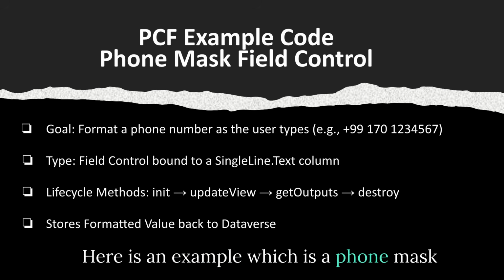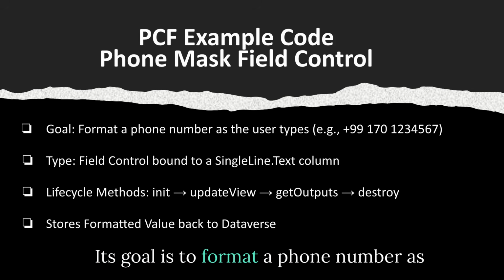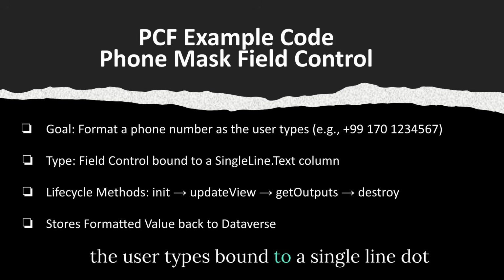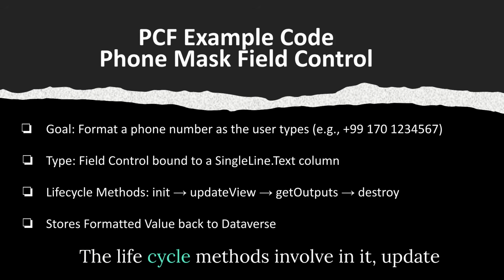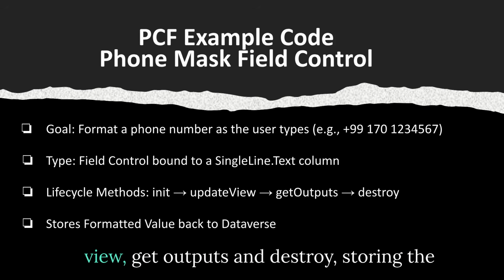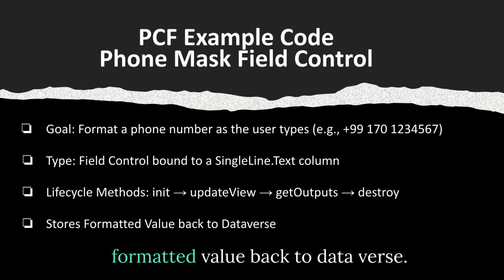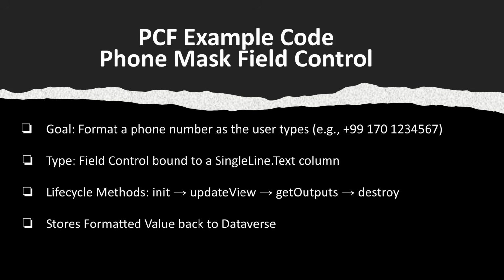Here is an example which is a phone mask field control. Its goal is to format a phone number as the user types, bound to a single-line .text column. The lifecycle methods involve init, update view, get outputs, and destroy, storing the formatted value back to Dataverse.